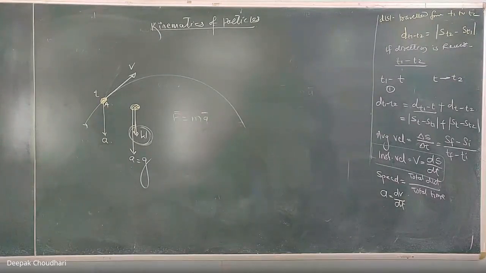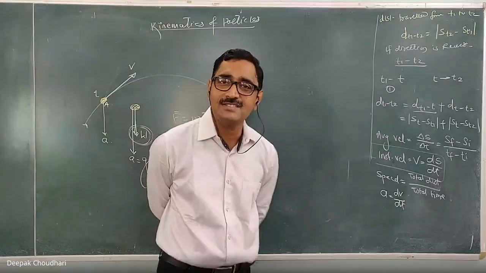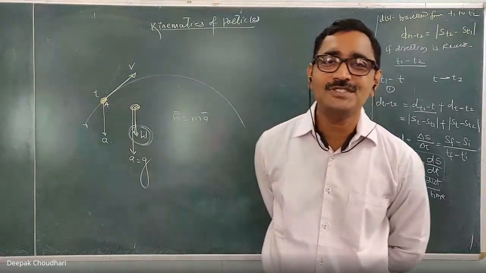Understood? Clear? So what is the direction of the acceleration vector? I'm talking about the resultant acceleration vector. The direction of the resultant acceleration vector is always in the direction of the unbalanced force acting on the particle. Have you understood this? Any doubt?